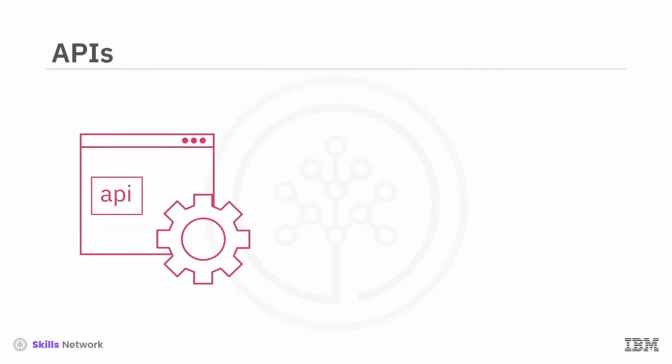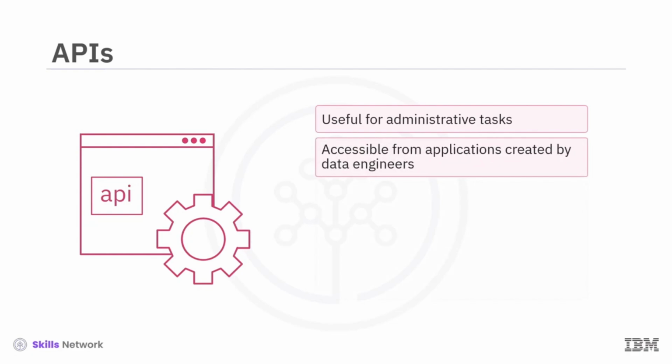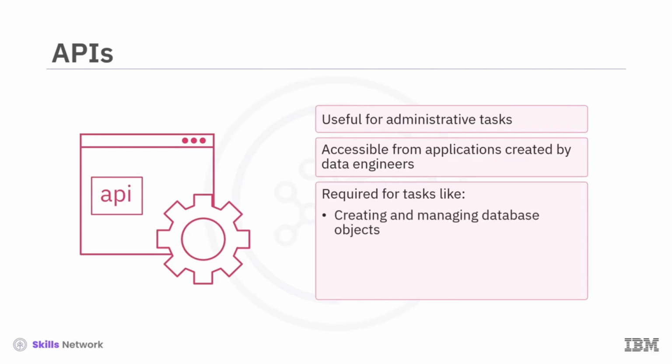Databases often incorporate programmatic interfaces or APIs designed for administrative tasks, accessible from applications and tools created by data engineers or third parties. Users commonly employ APIs in situations requiring automated or programmatic access for tasks like creating and managing database objects, setting access controls, and monitoring performance.